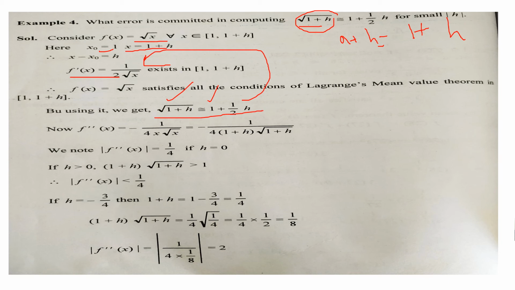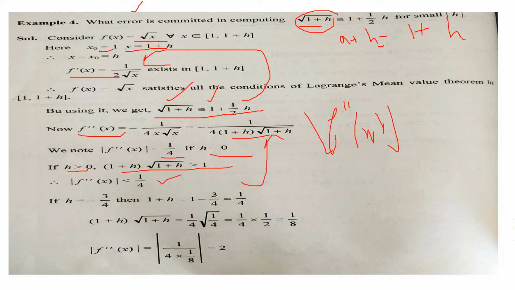Now we will find the double derivative, as we have to find the error. In the first example I showed that the error function is given as f double dash x is less than or equal to, we have the formula R x is less than or equal to, that formula will be used here. So it is a double derivative. If we take h equal to 0, we will get this value. If h is greater than 0, so it is always greater than 1, so it is less than or equal to 1 by 4. It is replaced with the 1. If we take h equal to minus 3 by 4, its value will be 1 by 4, put here. So we get the maximum value 2 here.